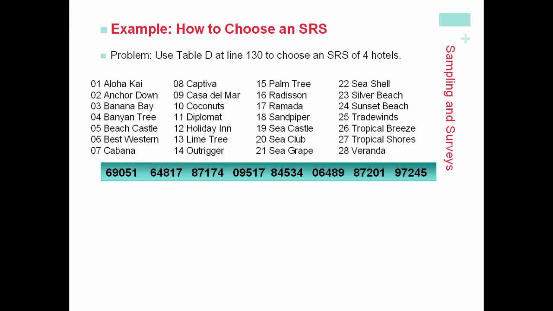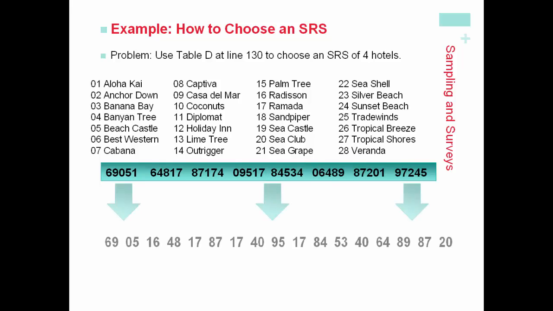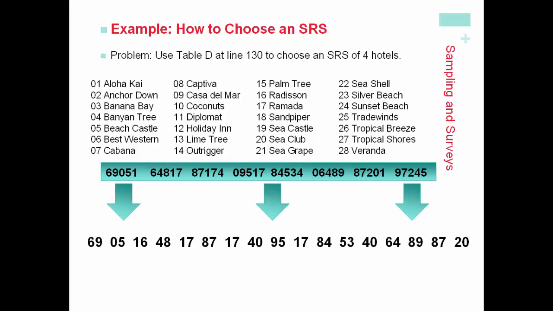Example, how to choose a simple random sample using Table D. At line 130, choose a simple random sample of 4 hotels. So here are the numbers from Table D that are shown in blue. We're going to choose a simple random sample of 4 hotels. Since the numbers go from 0 to 28, we're going to use 2 digits for all of the numbers. If they went only from 0 to 9, we would use 1 digit.